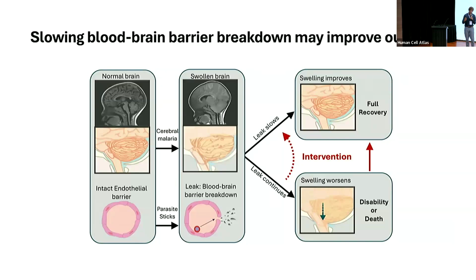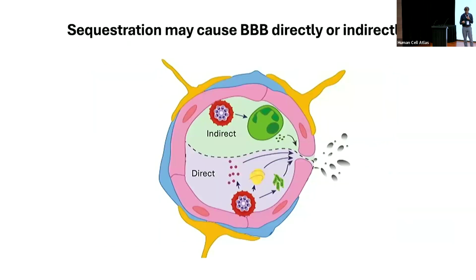When children present, they're on a knife edge. We give them treatment, and some of them improve, actually often quite quickly, but others either deteriorate and die or have complications. And if we can reverse this rapid swelling and blood-brain barrier breakdown, we can improve outcomes. We consider that the parasite sequestering can cause this blood-brain barrier breakdown through two main concepts. One, indirect interactions with immune cells that then cause the damage, and the other through direct interactions of the parasite.